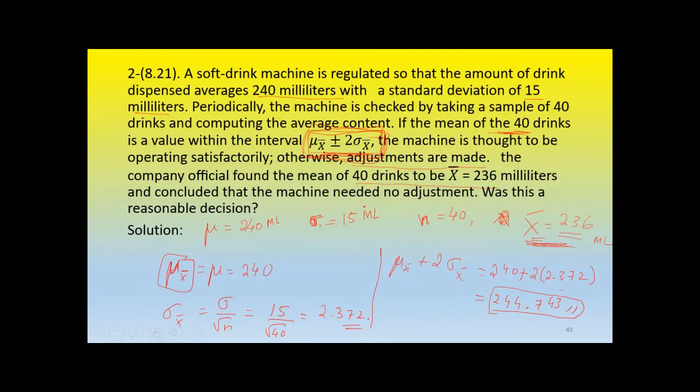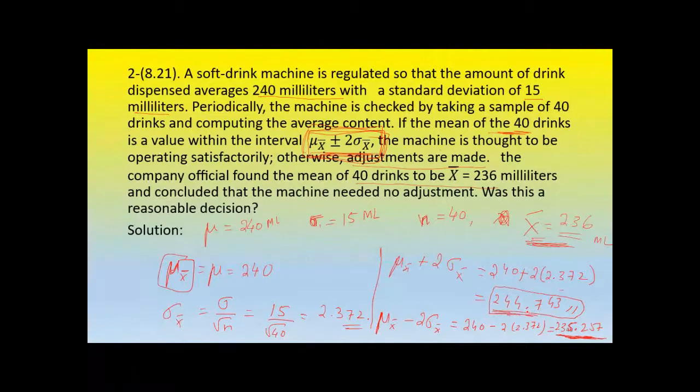Actually, this kind of estimation is called interval estimation. We will study it later. Next, actually we are forming an interval. Mu x bar minus 2 times sigma x bar is equal to 240 minus 2 times 2.372, which is 235.257. So this is your lower limit, 235.2.